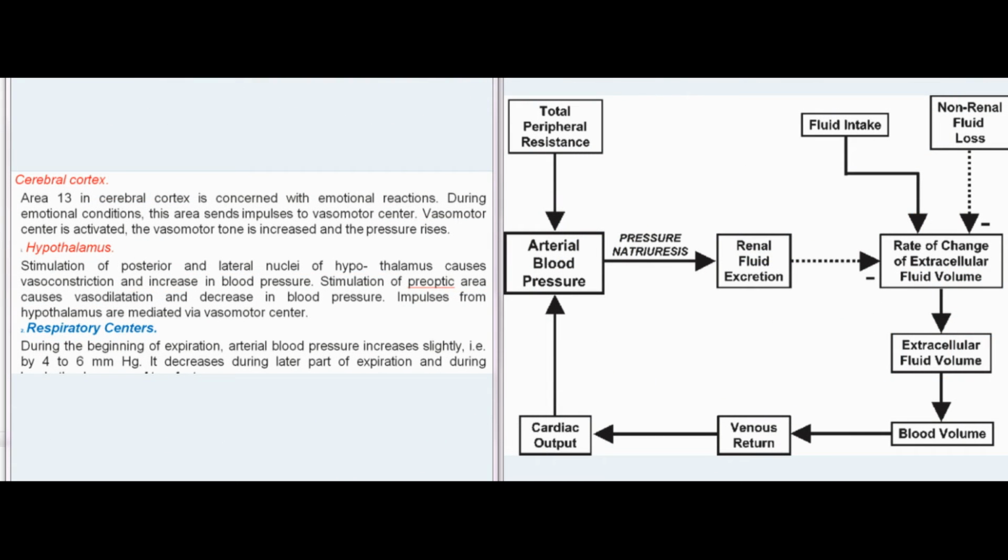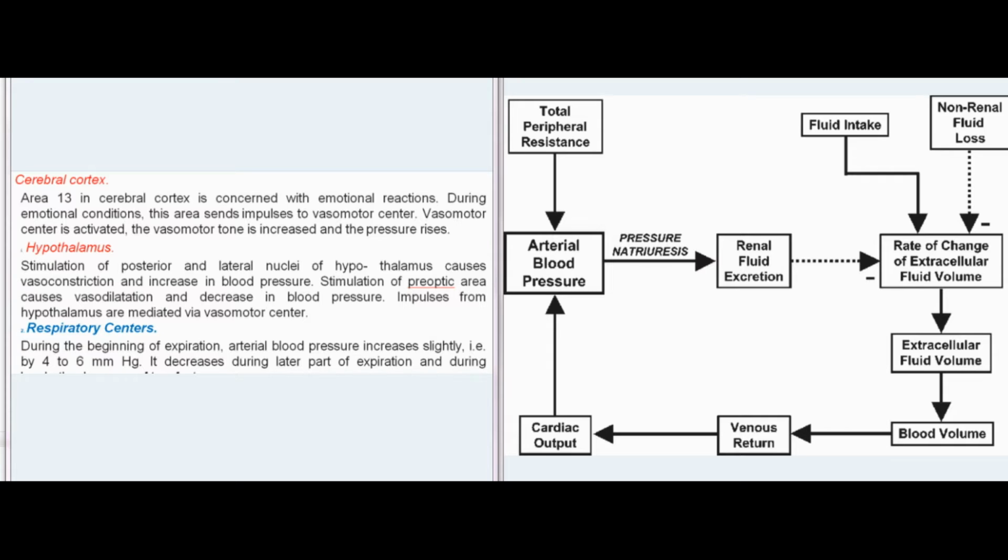Higher centers. Vasomotor center is also controlled by the impulses from the two higher centers in the brain. Cerebral cortex. Area 13 in cerebral cortex is concerned with emotional reactions. During emotional conditions, this area sends impulses to vasomotor center. Vasomotor center is activated, the vasomotor tone is increased and the pressure rises.